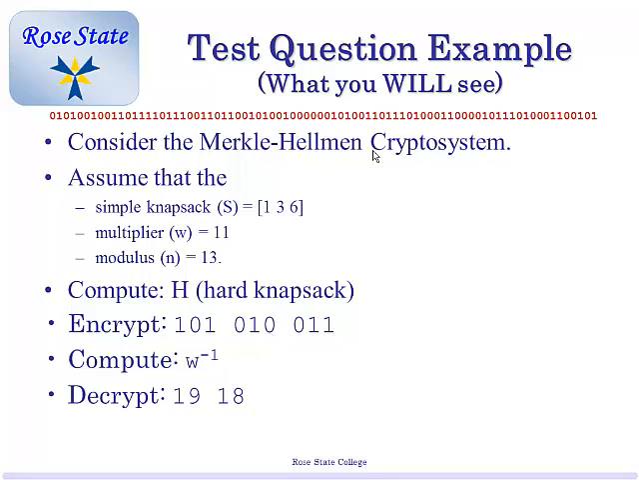So here's the way I say it. Assuming this simple knapsack, compute the hard knapsack, encrypt its value, compute the inverse of W and decrypt. So it's 4 things. There are 4 separate questions on the test. It's all of the top part, including compute the hard knapsack. Then it's the top part, including encrypt this. Then it's the top part, including compute this. So you can do each one.